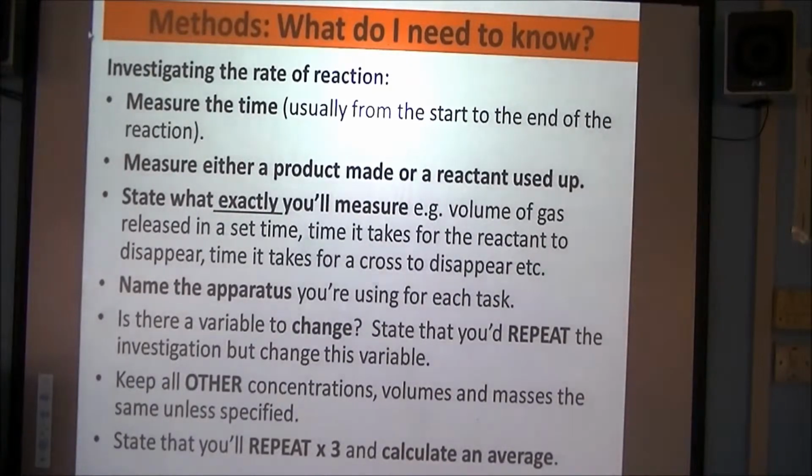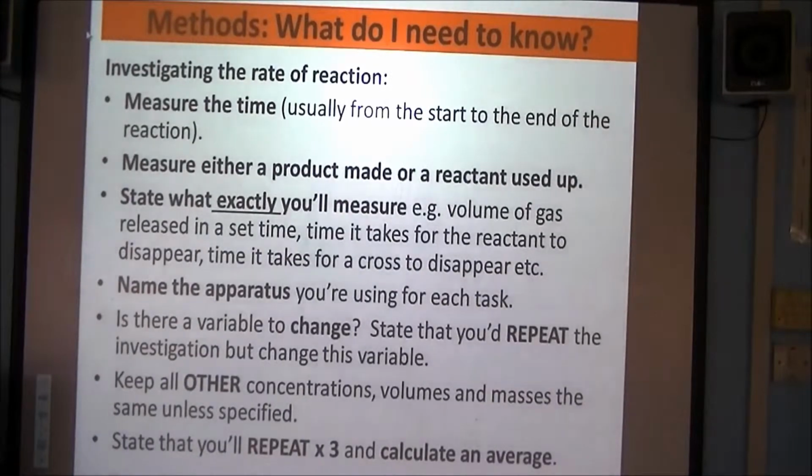Measurements. At least 2 measurements. Something that you're probably going to change, something that you're going to have to record in a results table, being very exact. What exactly are you going to measure? When exactly are you going to start your stopwatch or stop your stopwatch? Make sure you're using the correct names of apparatus. Is there a variable that you've got to change?